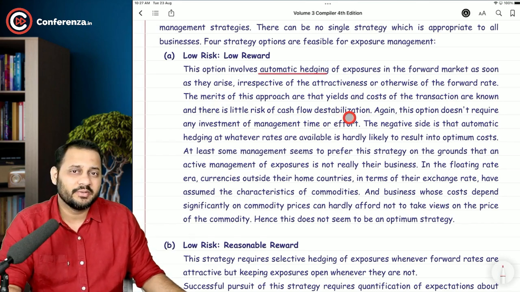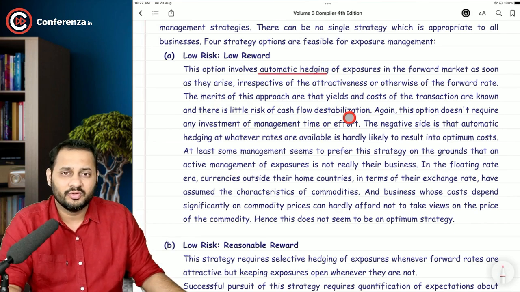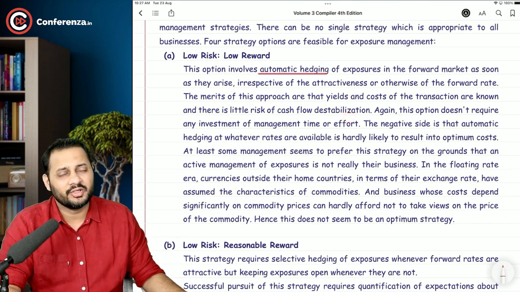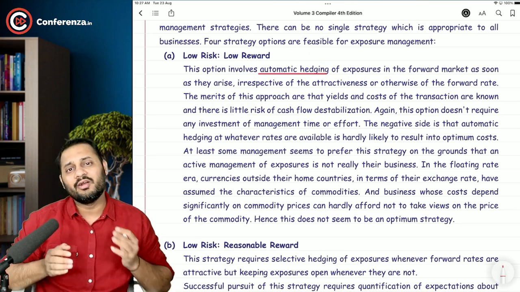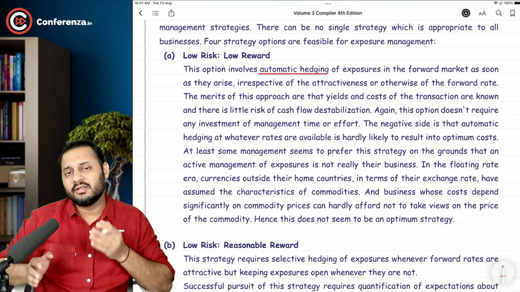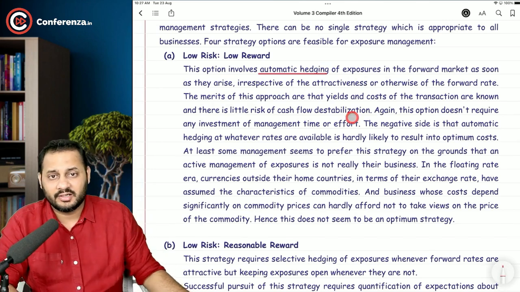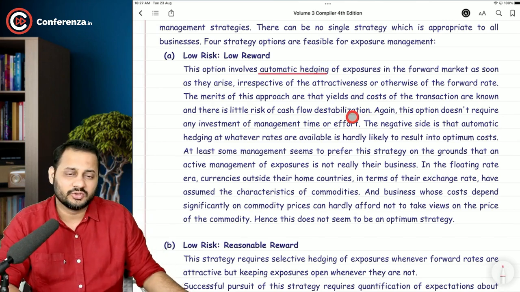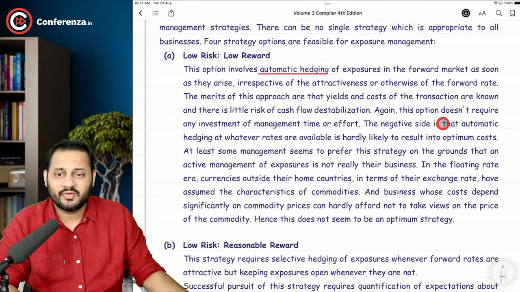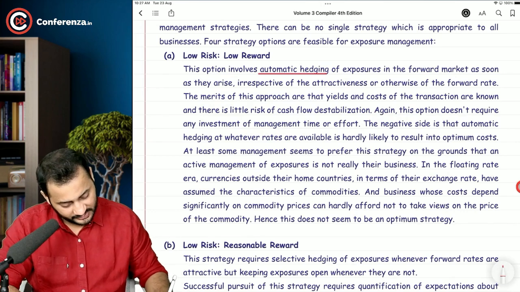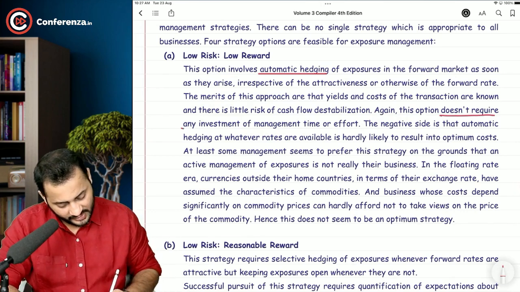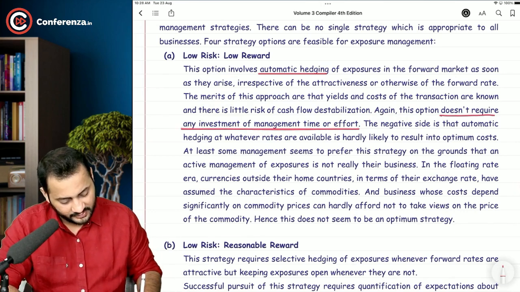The good part about this method is that you know how much you are going to receive or pay after 6 months, because you have already fixed that amount in the beginning. But there are some disadvantages also. Again, this option doesn't require any kind of investment of management time or efforts. Understand? Write down. Doesn't require any investment of management time or effort.